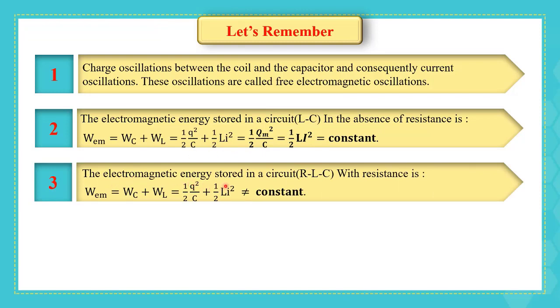The electromagnetic energy stored in an RLC circuit with resistance is W electromagnetic equal half Q squared over C plus half L i squared. Of course, it is not constant.